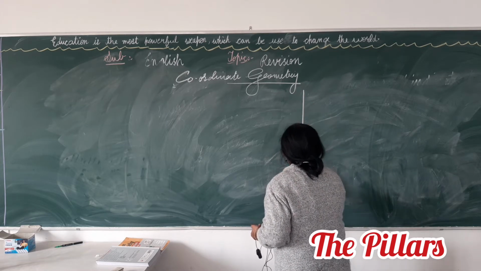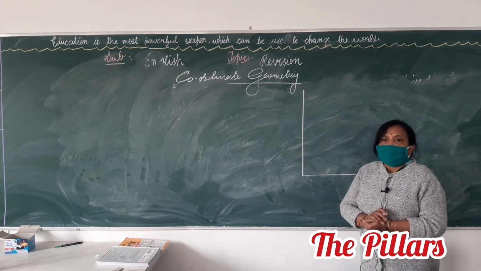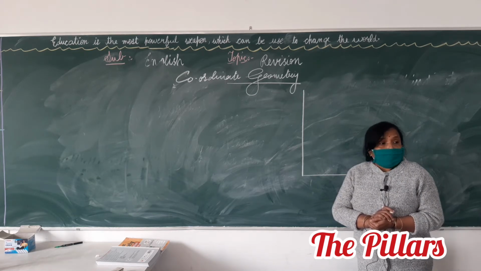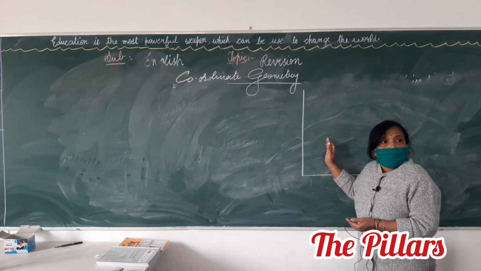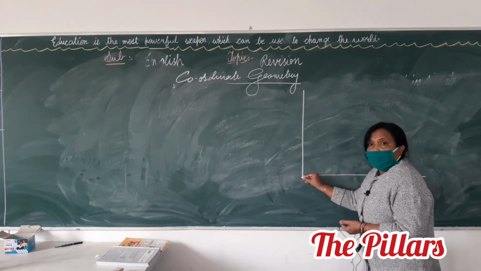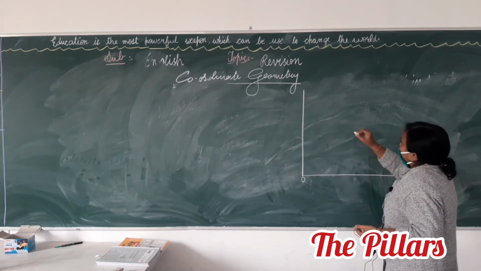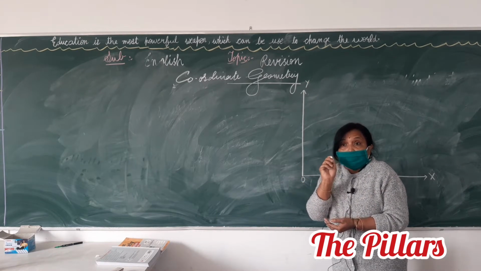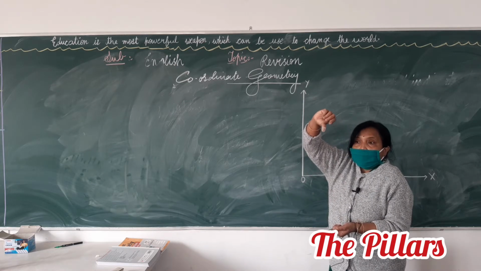First of all, when you talk about coordinate geometry, you should know how to denote a point on this xy plane. Plotting a graph is a different thing. What is the meaning of xy plane? This is called what? Origin. And this is the x-axis. And what about this? Y-axis. How to represent a point on this xy plane.